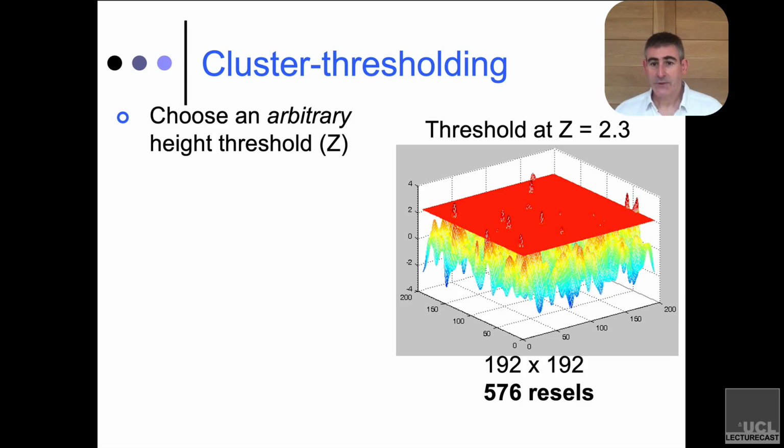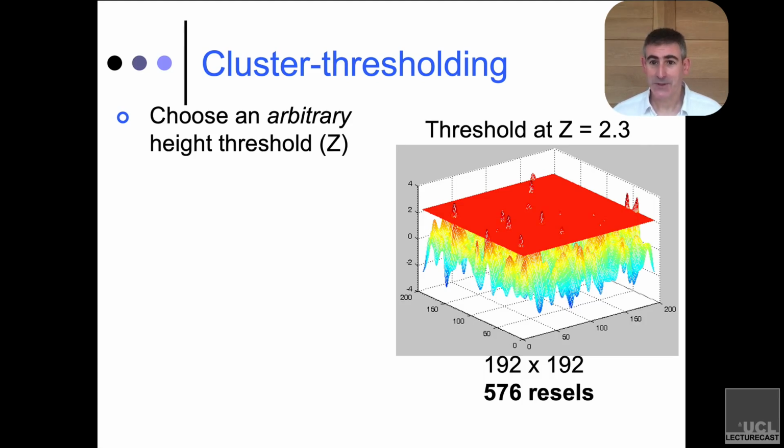So cluster thresholding also relies on Gaussian random field theory. And it's a slightly different way of applying it, but it's an interesting one. And the first step here is that you choose an arbitrary height threshold. So last lecture, I said the advantage to a voxel-wise thresholding approach is that you're not doing anything arbitrary. Those numbers are chosen for you from the data.